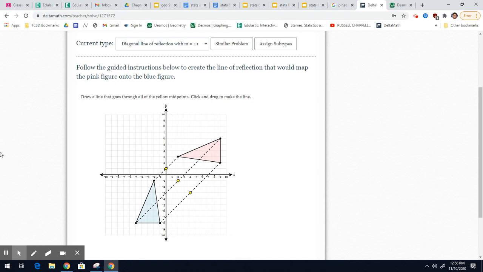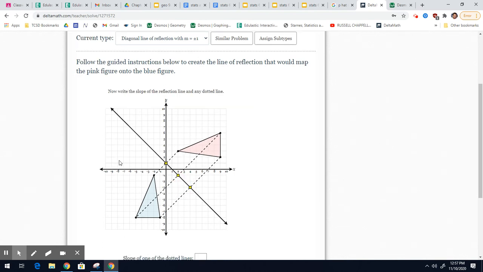So like say the middle one was tough to see, right? So you could say, okay, how many slope counts do I have? Up 1, right 1, up 1, right 1, and so on: 1, 2, 3, 4, 5, 6, 7, 8, 9, 10, 11, 12, 13, 14. So there were 14 slope counts. So now count 7. 1, 2, 3, 4, 5, 6, 7. I counted it. There's the midpoint. Okay. Now it says draw a line that goes through all the yellow midpoints. There we go. That is going to be your line of reflection.